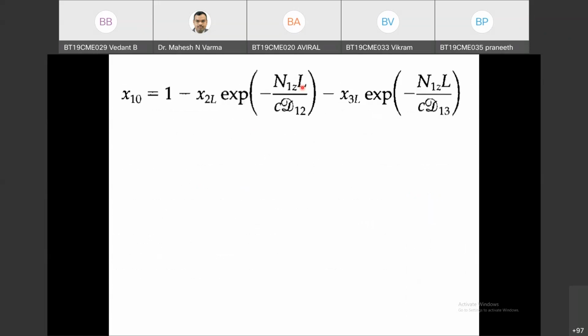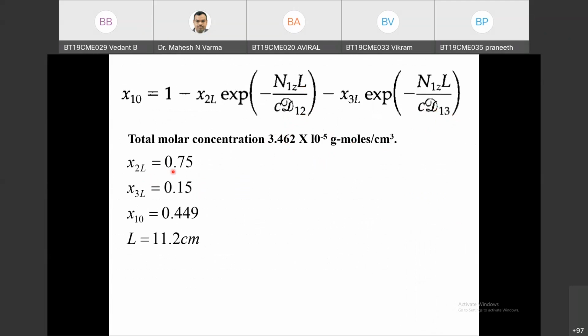The total concentration C I can estimate as P by RT, and this will be the diffusivity of water in nitrogen and this will be the diffusivity of water in oxygen. So these are the values: the total molar concentration P by RT, and X2L will be 0.75. This will be the mole fraction of nitrogen in the flowing stream, this will be the mole fraction of oxygen in the flowing stream. This will be the saturated concentration of water at the water-air interface, and this will be the length. Substituting everything, I can calculate the flux. So this will be the value of flux.